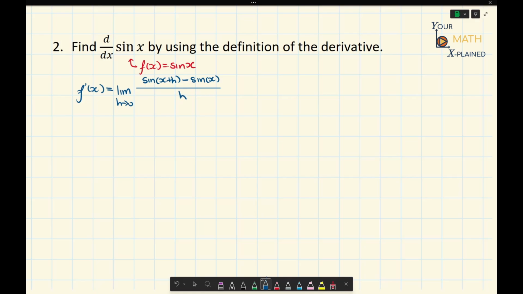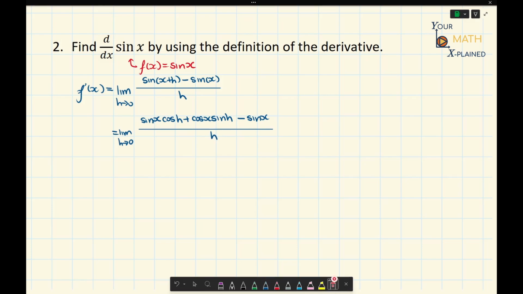Now to expand sine of x plus h, we're going to be using our sum and difference identity. So this is equal to the limit as h approaches 0 of, the sum identity is going to give us sine of x times cosine of h plus cosine x times sine h. And then we subtract our sine x, and then this is all over h.